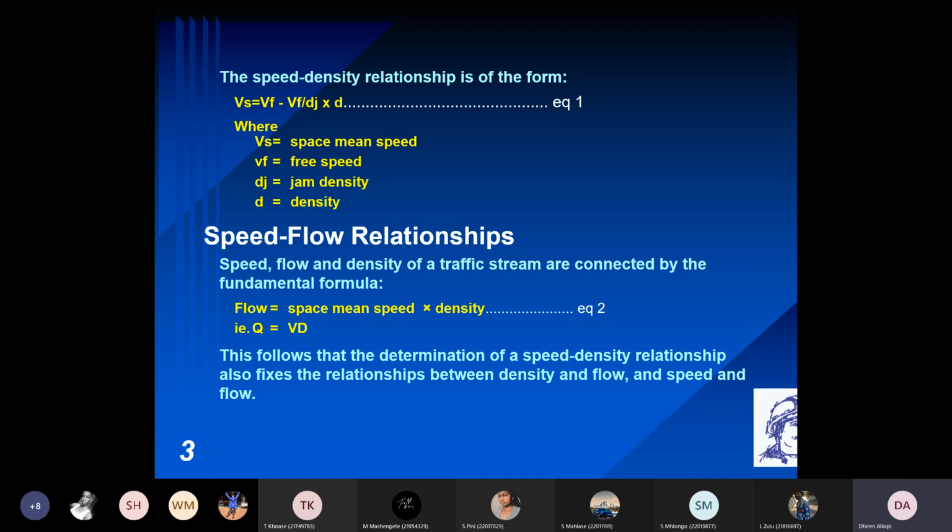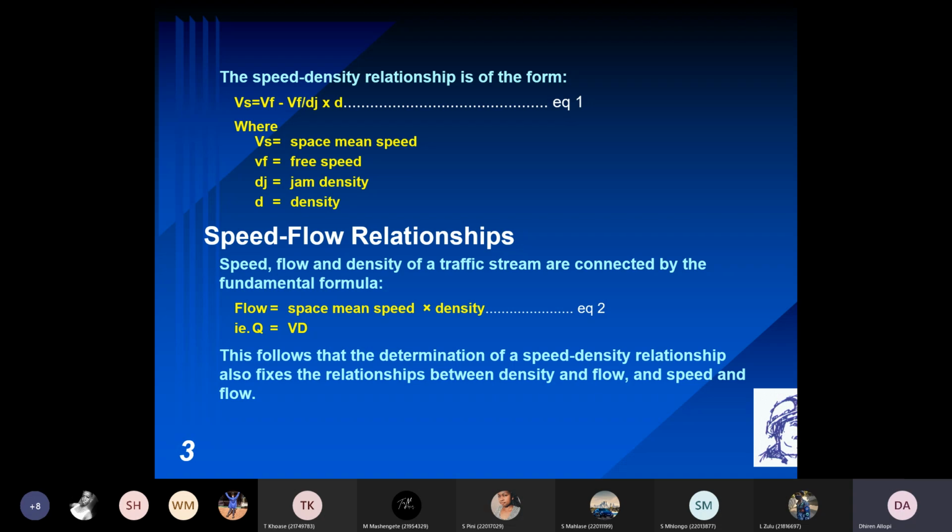You can see that Vs is your mean speed at that point, space mean speed. We're dealing with space mean speed. Vf is your free speed or maximum speed. Dj is your jam density, and then D is the density at the point where you are calculating the space mean speed Vs. And then we have also the speed flow relationship. That, of course, was the speed density relationship that we looked at.